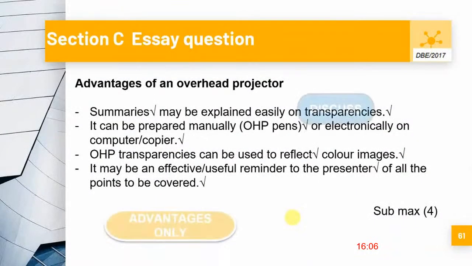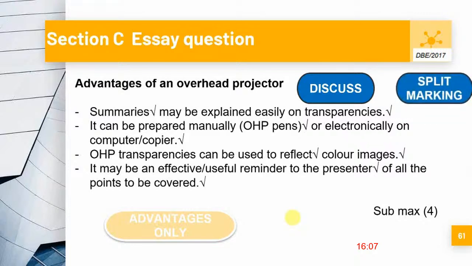Okay, these are all advantages. It's very rare that they ask for advantages only. This was one of the few questions I've seen it in. Most often it's impact, but they can ask this question.